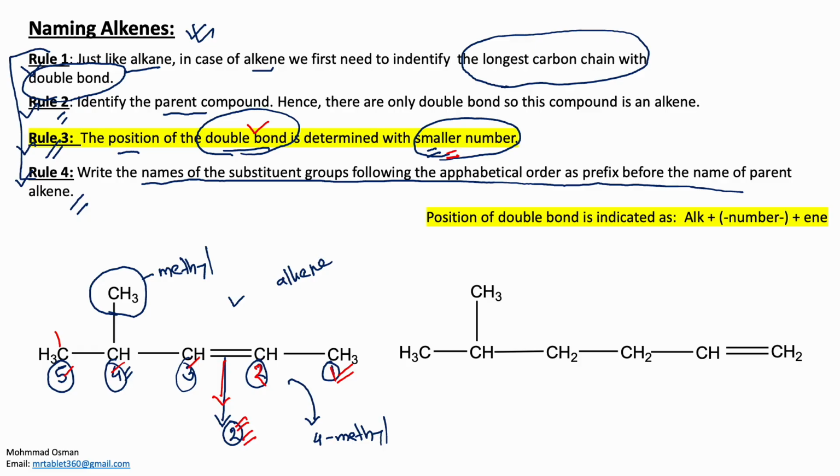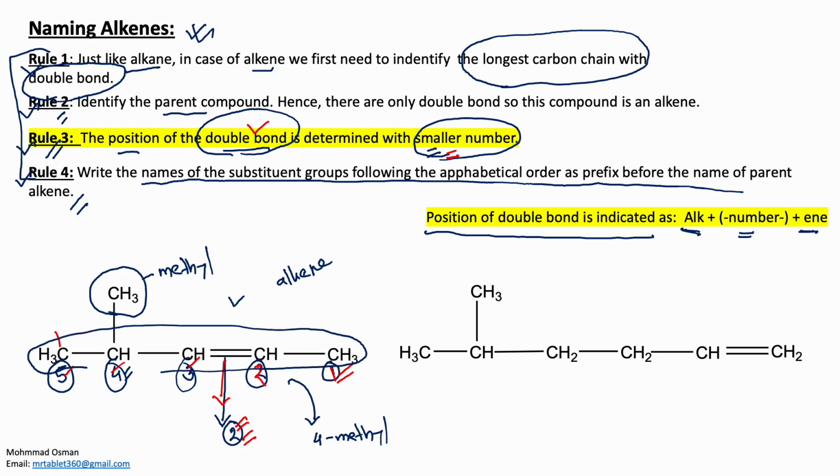Now I want to highlight another thing. The position of the double bond is indicated as alk plus number plus ene. Now look at this longest chain. How many carbons are there? There are 5 carbons: 1, 2, 3, 4, 5. So definitely this will be pent. Like the alkyl group, alk, pent.